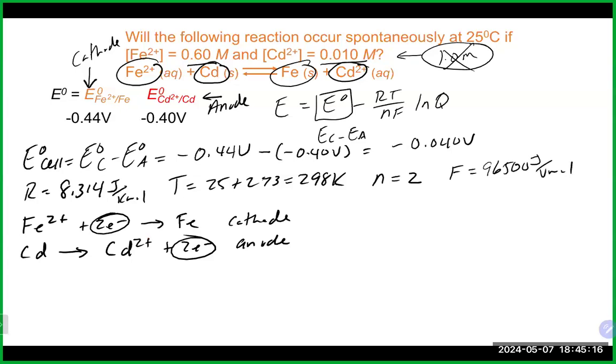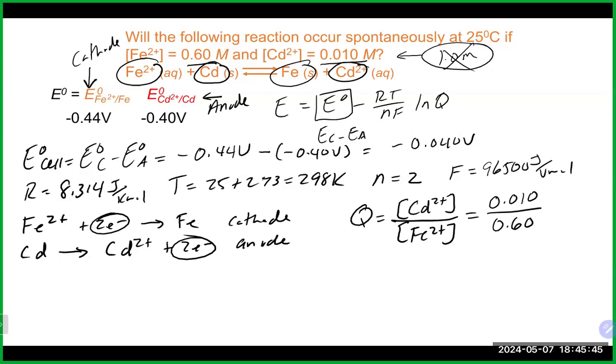And we still also need to calculate Q in this case. Q is the concentration of our products, which in this case would be the cadmium concentration, divided by our reactants, which would be the iron concentration. And like normal, anything that's a solid is not included, which is why you don't have any numbers for those. That basically is, in this case, 0.01 divided by 0.6, which gives us 0.01666. We'll call it a 7 there. All right, I think we have everything we need.